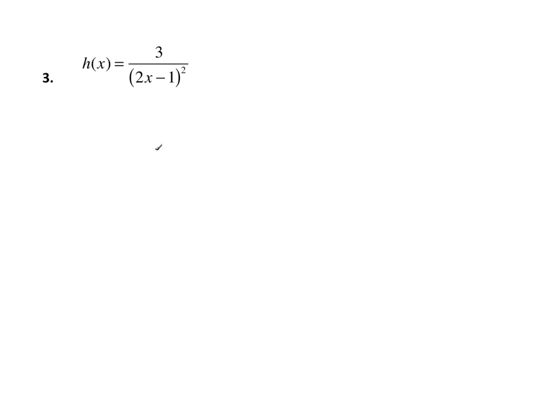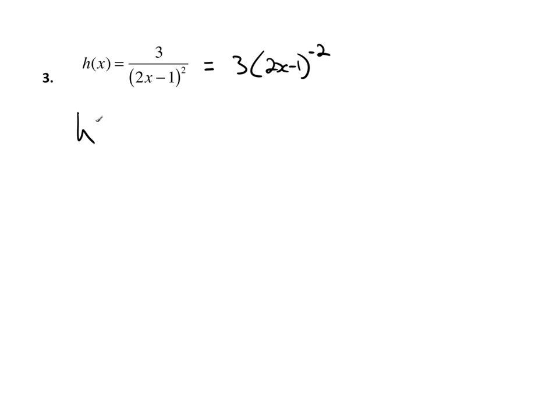Okay, this one is really nowhere near as difficult as it may look. The first thing I'm going to do is I'm going to rewrite this. I am not going to do this with a quotient rule. I'm going to write this as 3 times 2x minus 1 to the negative 2. Now it's set up for the general power rule.